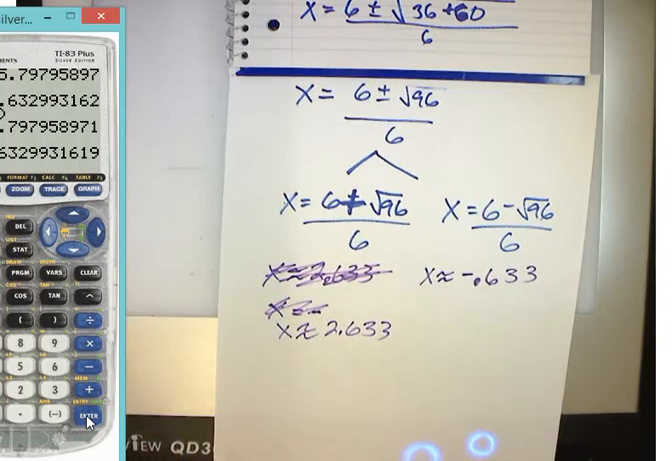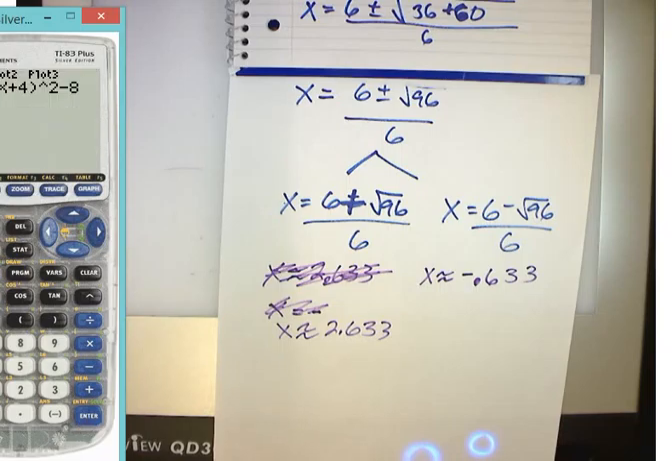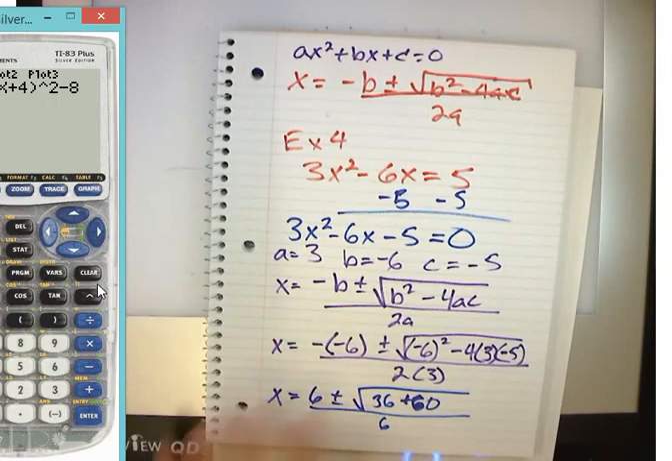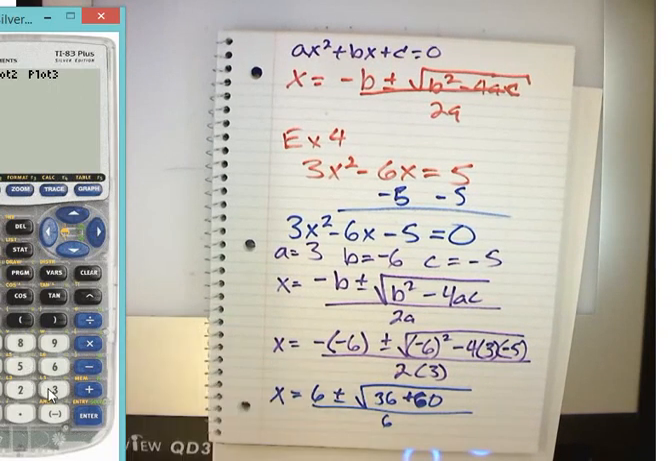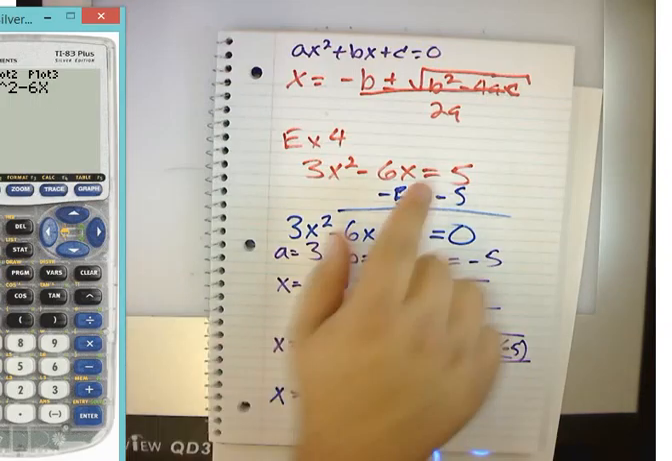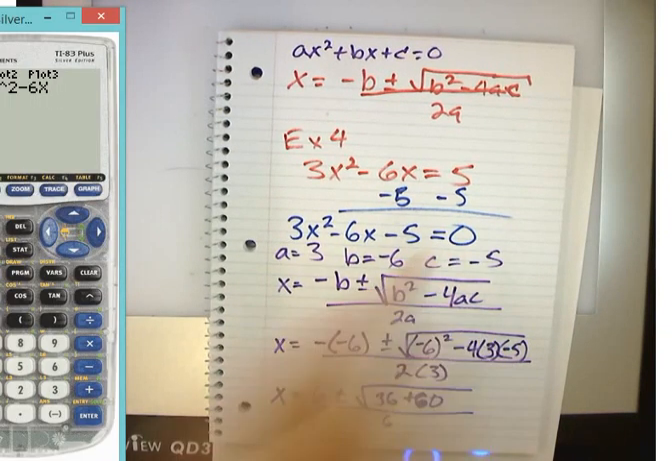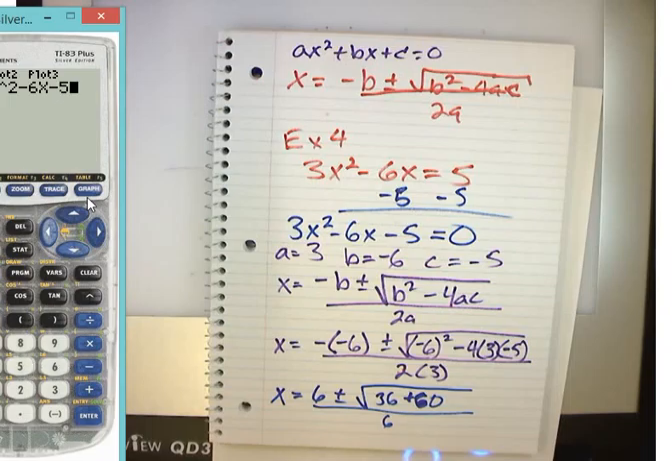Now what does that mean graphically, you guys? What does that mean graphically? Huh? That's correct. That's the points where it crosses the x-axis. So if I want to double check this, I can enter in the original equation. So let's look at that original equation. The original equation was 3x squared minus 6x. And remember, we've got to set it equal to 0 first. So in this case, I'm going to put minus 5, and then I'm going to hit graph.